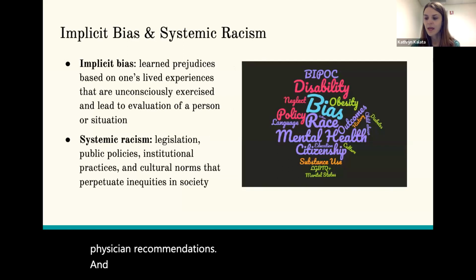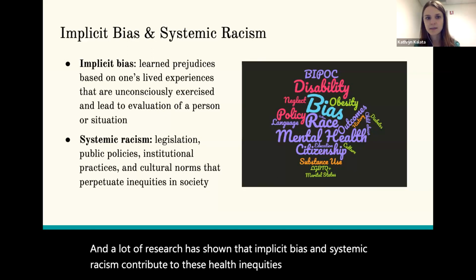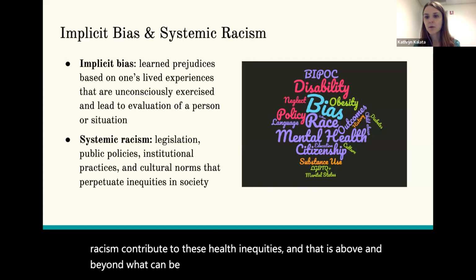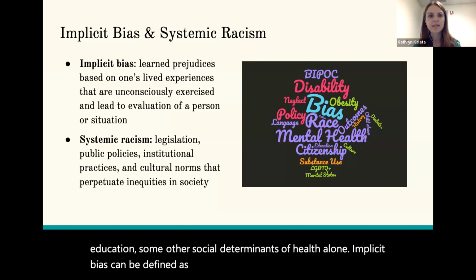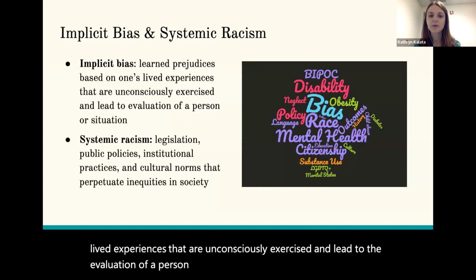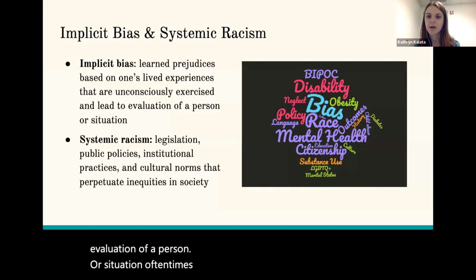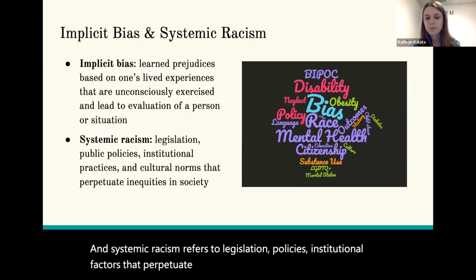And a lot of research has shown that implicit bias and systemic racism contribute to these health inequities, above and beyond what can be accounted for by socioeconomic status, education, or other social determinants of health alone. Implicit bias can be defined as learned prejudices based on one's own lived experiences that are unconsciously exercised and lead to the evaluation of a person or situation, oftentimes without intention or without knowing it. And systemic racism refers to legislation, policies, and institutional factors that perpetuate inequities in society. And we have these in healthcare as well as in society in general.